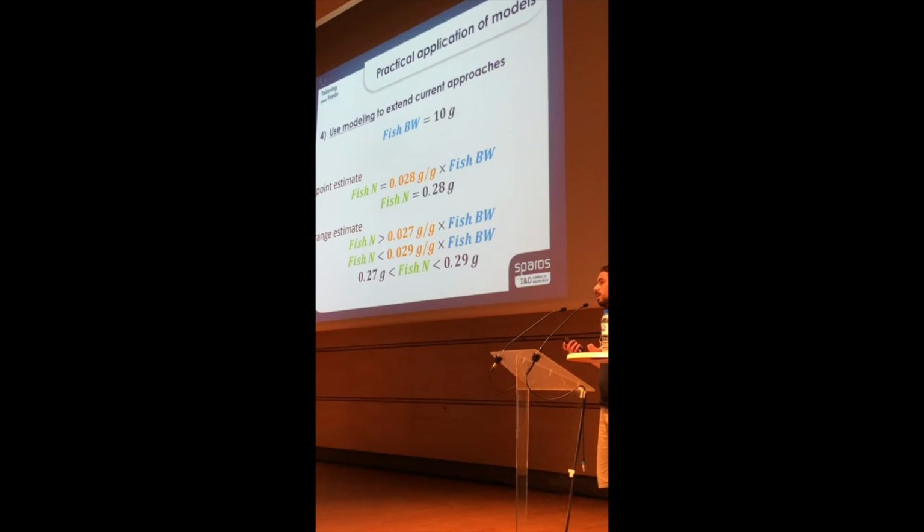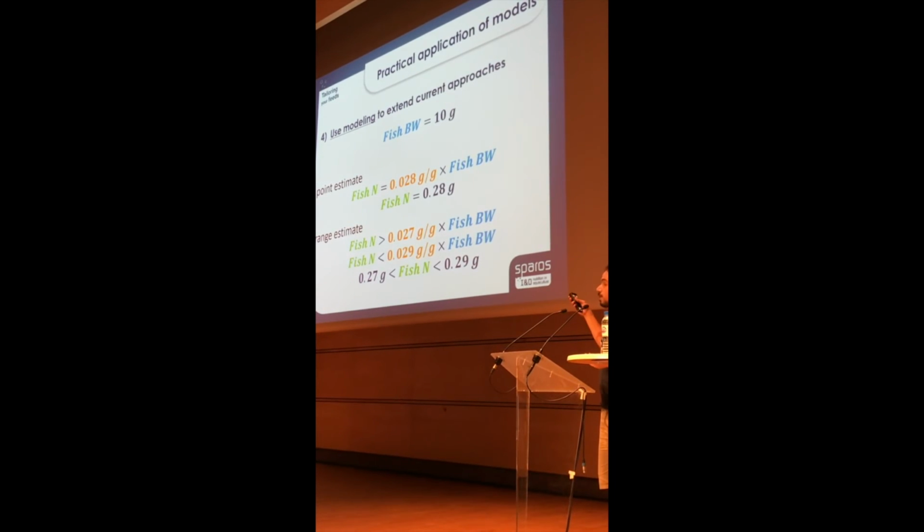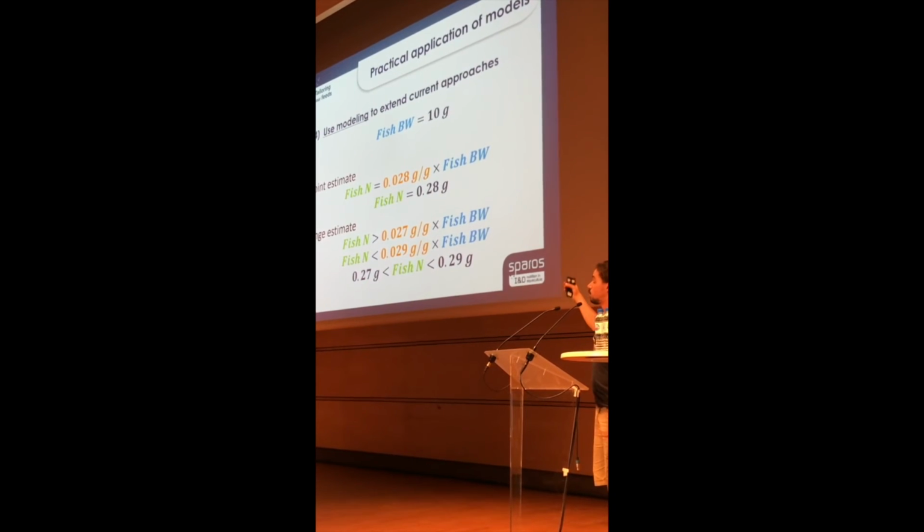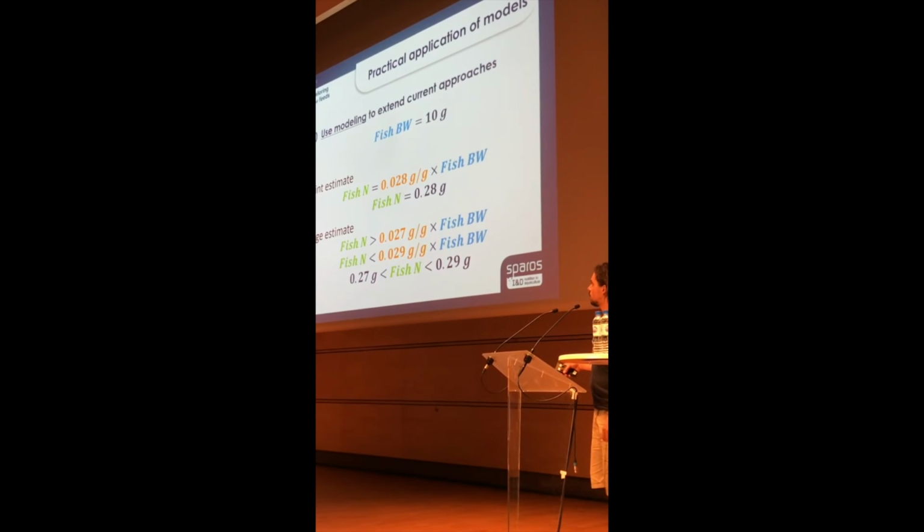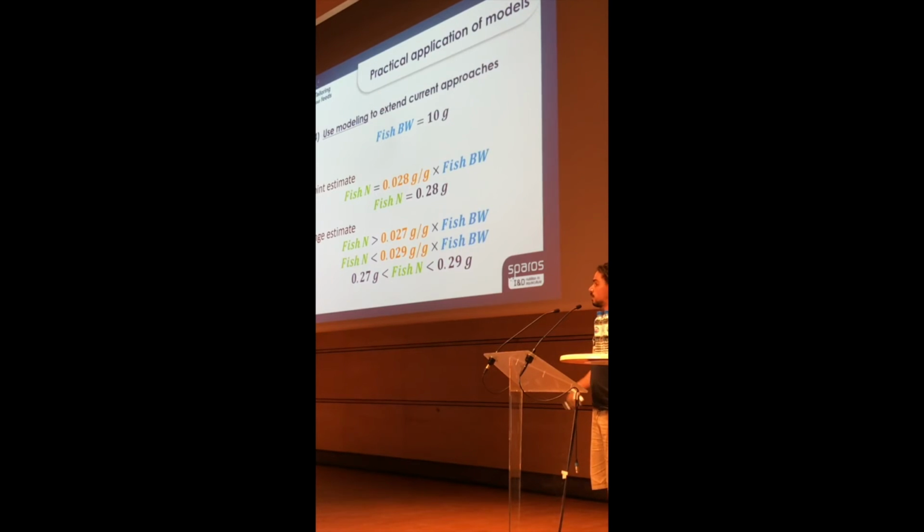And as you know, once you have a model calibrated, then you can, for example, estimate the amount of nitrogen in a fish with 10 grams, either as a single value or as a range of values. In this case, we can say that a fish with 10 grams, gilthead seabream in this case, would have 0.28 grams of nitrogen. Or, if you want to give a range, between 0.27 and 0.29.